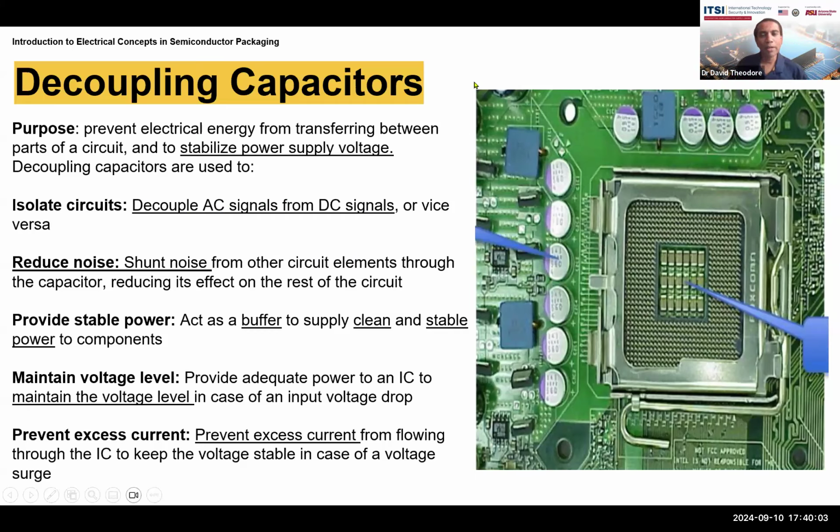Jose, I see that you have a hand up. Go ahead and ask your question. Yes, Professor, just a quick question. I wanted to ask, probably it's a mathematical formula, but how do they calculate how many capacitors they need for a microchip? Okay, that's an excellent question.